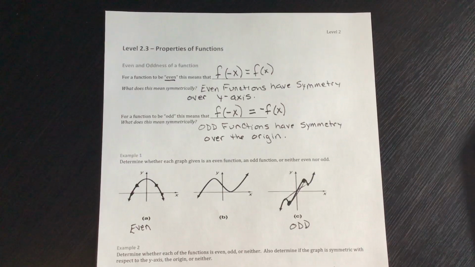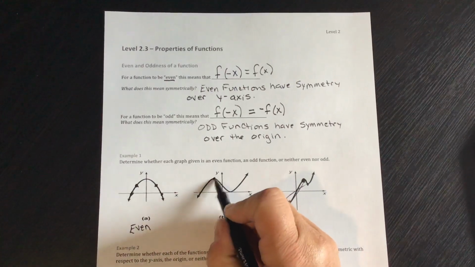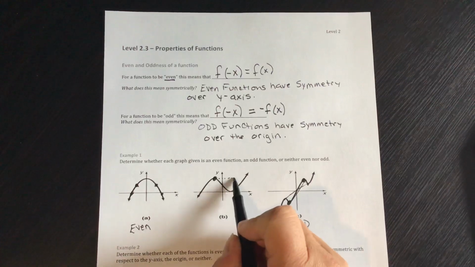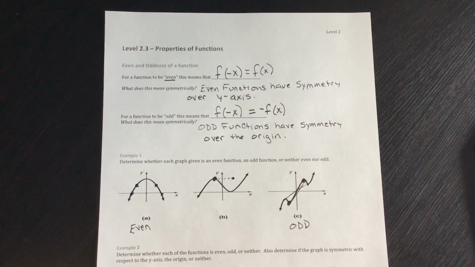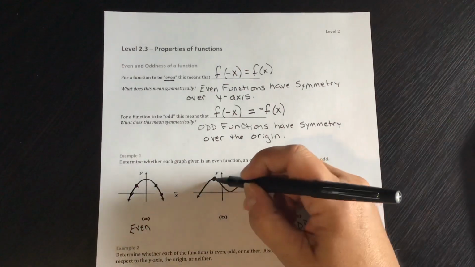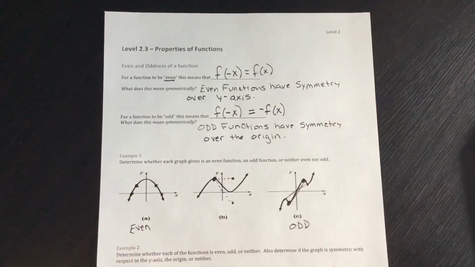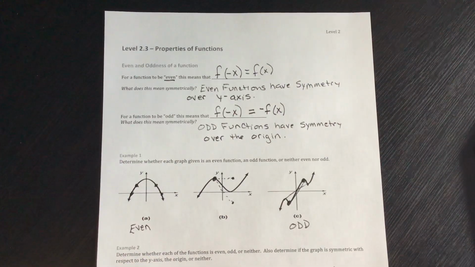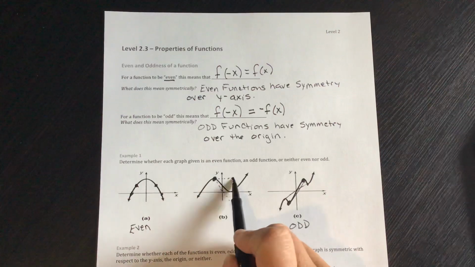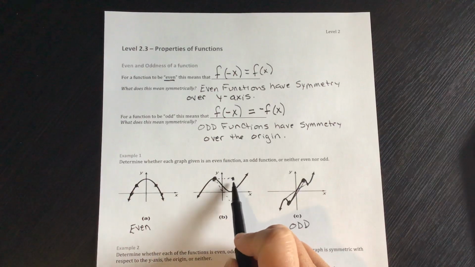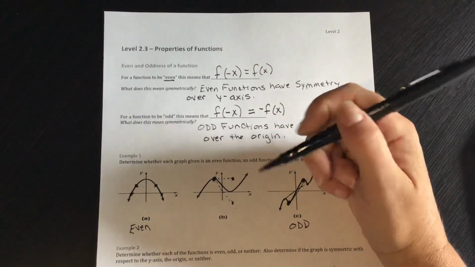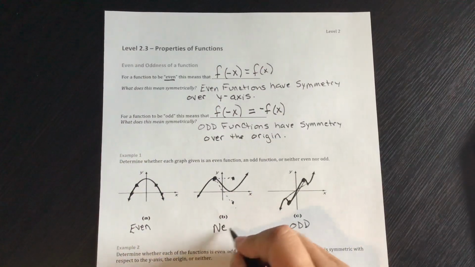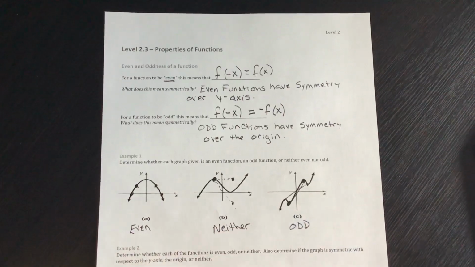If I look at example B, and I take a point and I reflect it over the y-axis, I would have a point here, which is not on our function. If I reflect this over the origin, I would have a point down here, which is not on our function. So the first point, about the y-axis, shows us that our function is not even. And if I reflect this over the origin, this shows us that our function is not odd. So this would be neither even or odd.